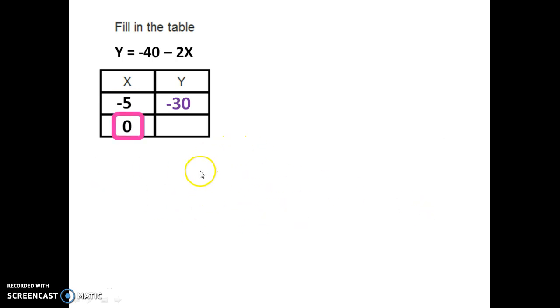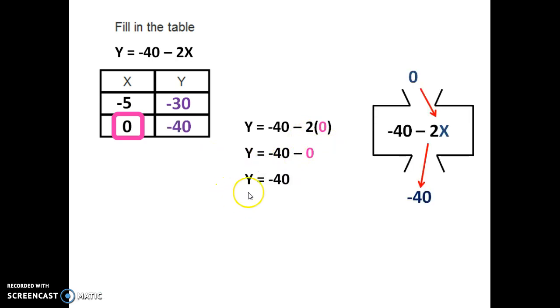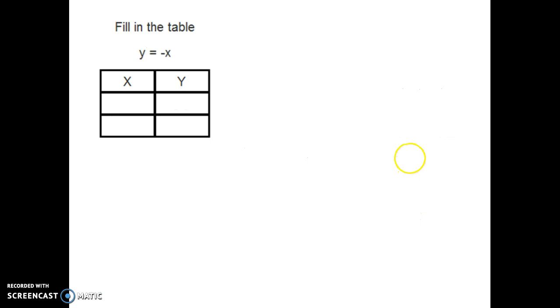Let's take a look here when we input 0. If we substitute 0 in for x, we get negative 40 minus 2 times 0. Well, 2 times 0 is 0, and negative 40 minus 0 is negative 40. So when we have an input of 0, we have an output of negative 40.